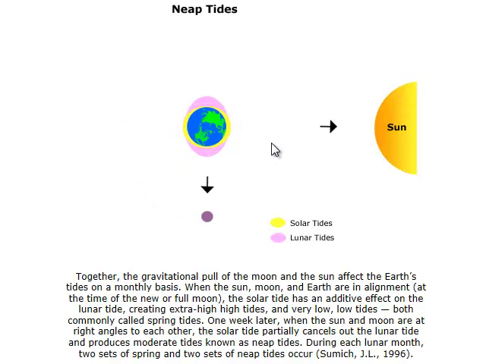When we have our lunar tide and our sun tide not corresponding to each other, opposite one another, we have what are called neap tides. So our tides are a little bit lower. So spring tide, higher tides, neap tides, lower tide.